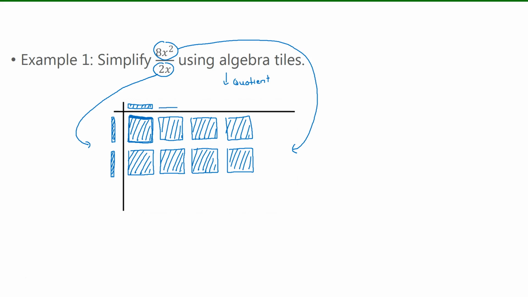Next to that, I'm also going to have a tile that is this long. So that is an x tile. We'll have another x tile next to that. And then one more. So that means that 8x squared divided by 2x is equal to 4x.